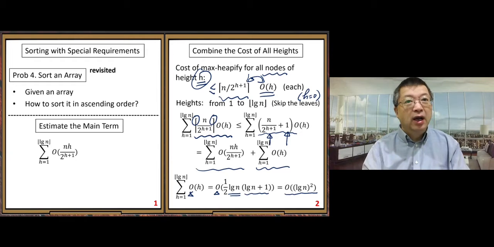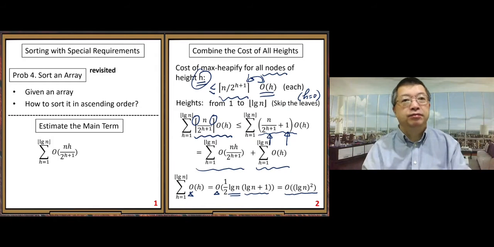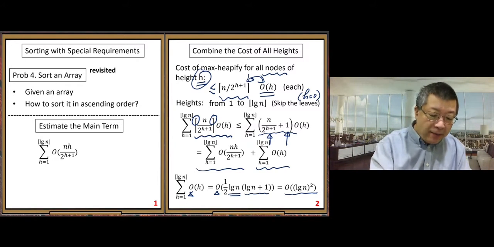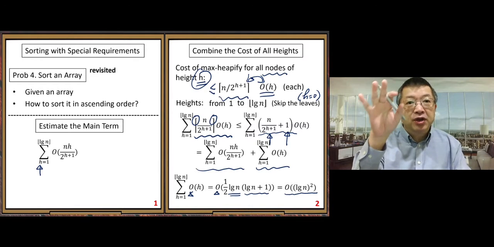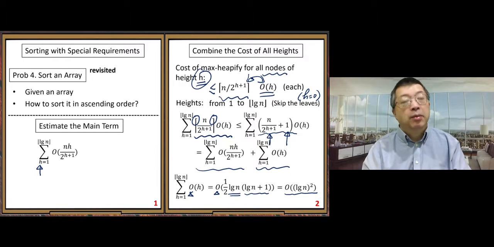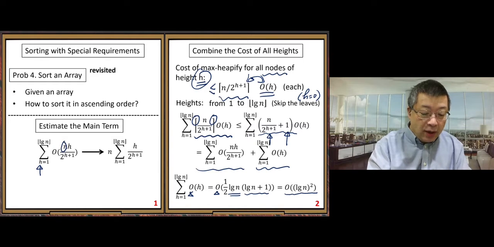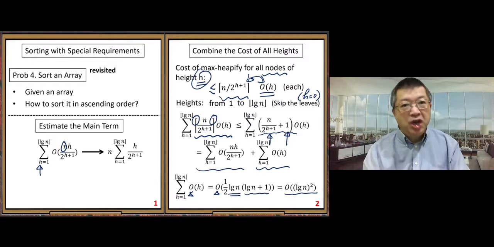For the first one, we can ignore the big O notation. We only look at the part inside big O. And here, the running index h is a variable. h changes from 1 through floor of log n. So h, we treat as a variable. But n never changes during the summation, so we treat it as a constant.